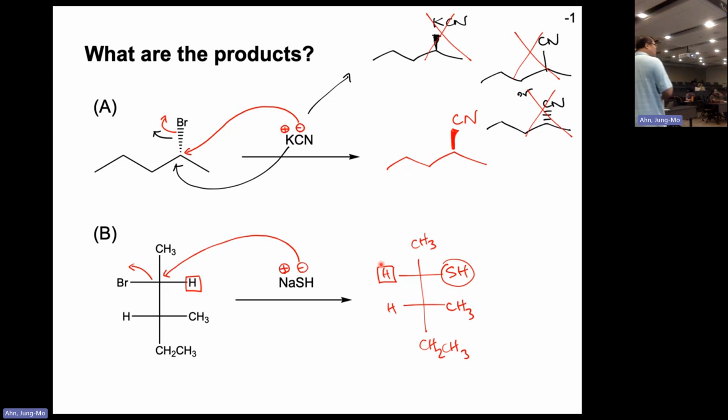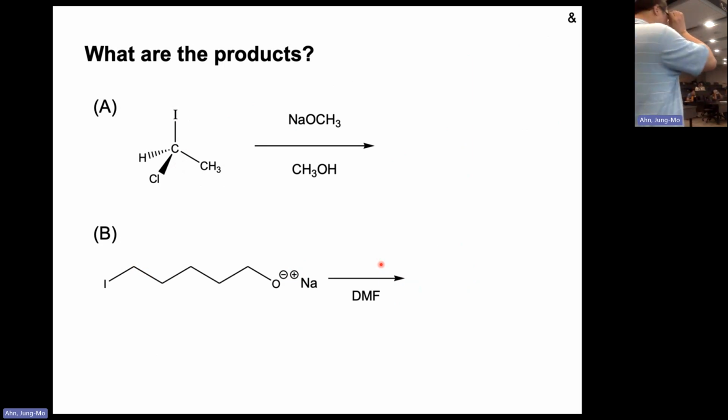So you can still use the Fischer projections to draw the answer. That's totally fine. Or if you want to convert it to a regular line structure drawn with wedge and dash lines, that's fine too. It's just that this one's more convenient. That's a pretty easy question in my opinion.